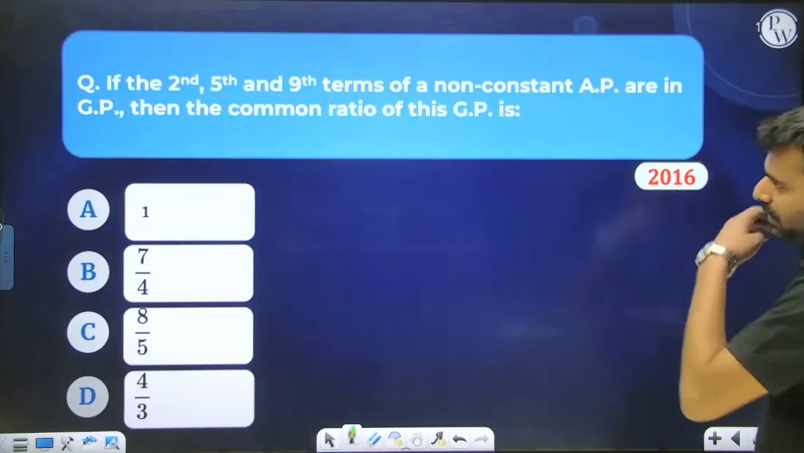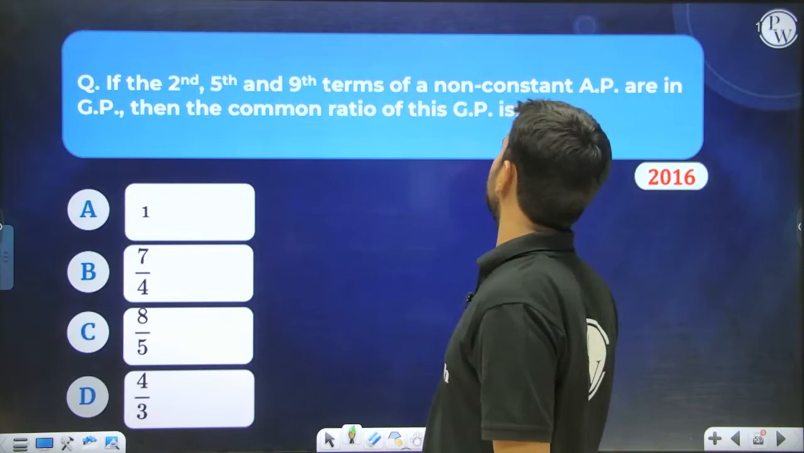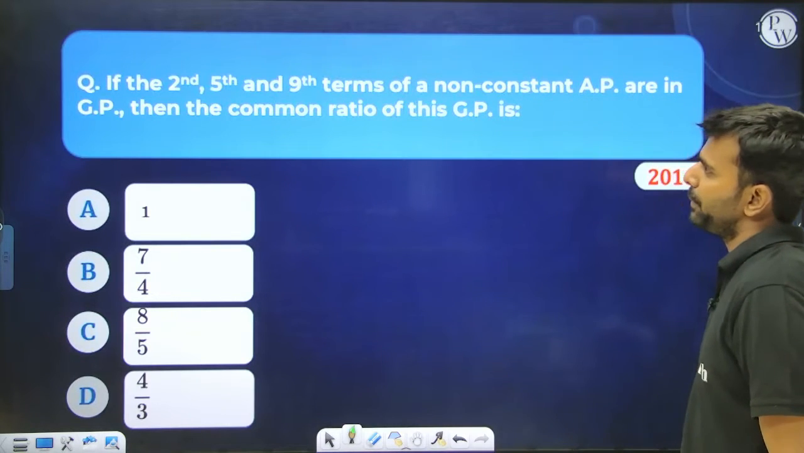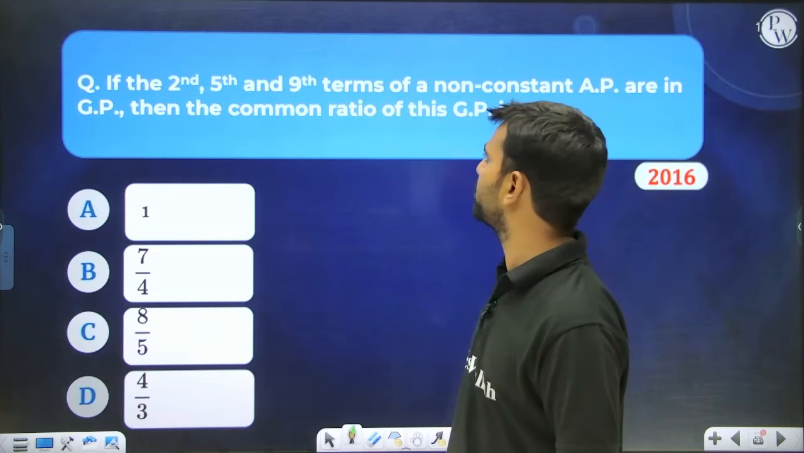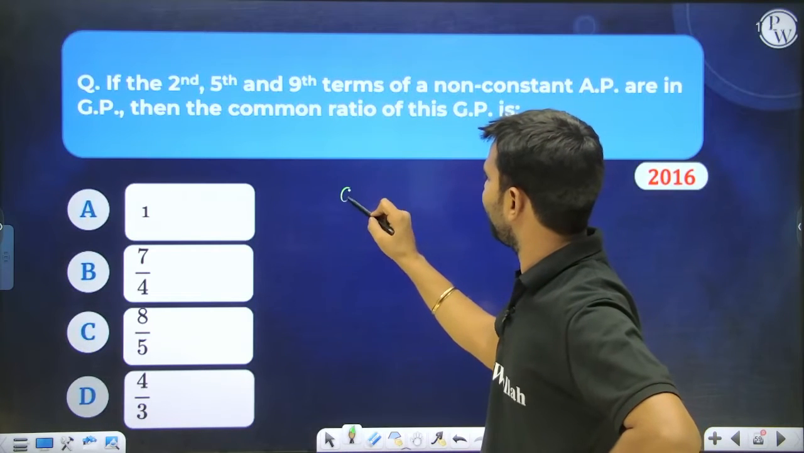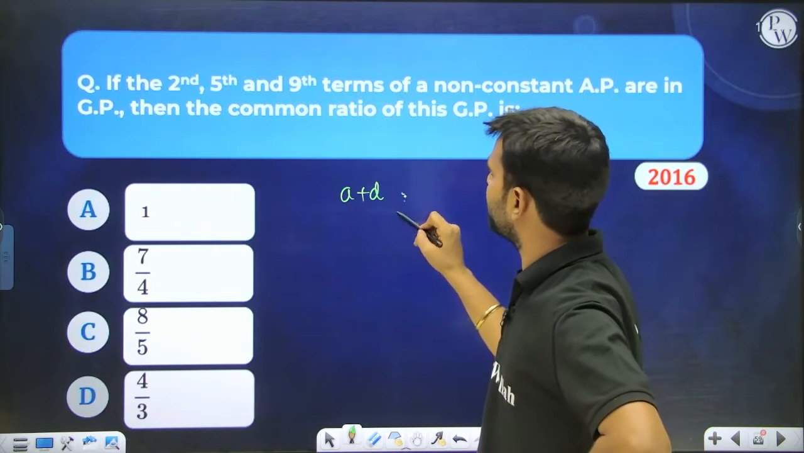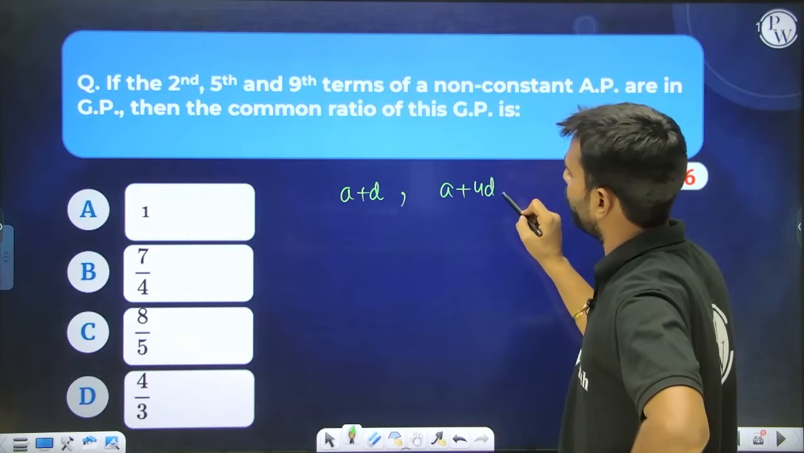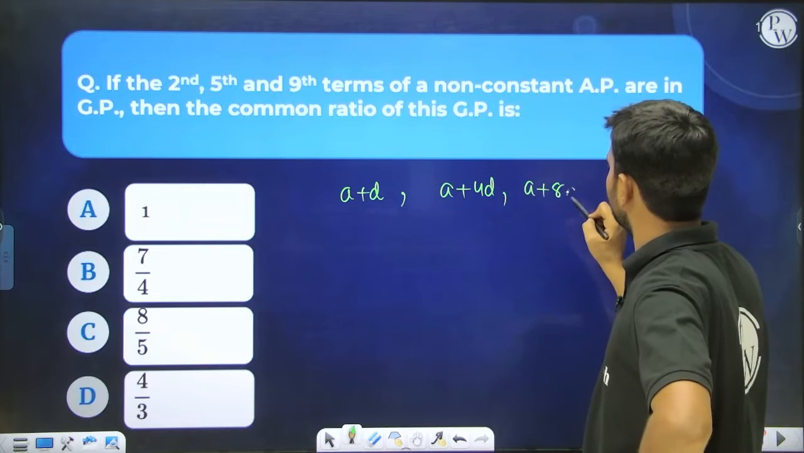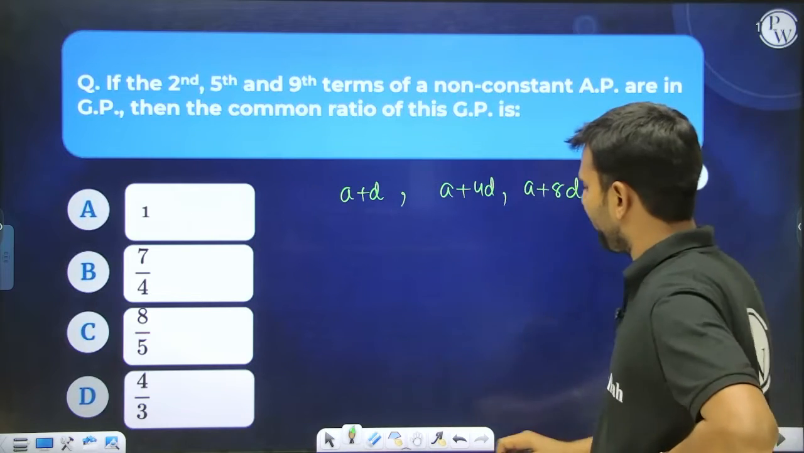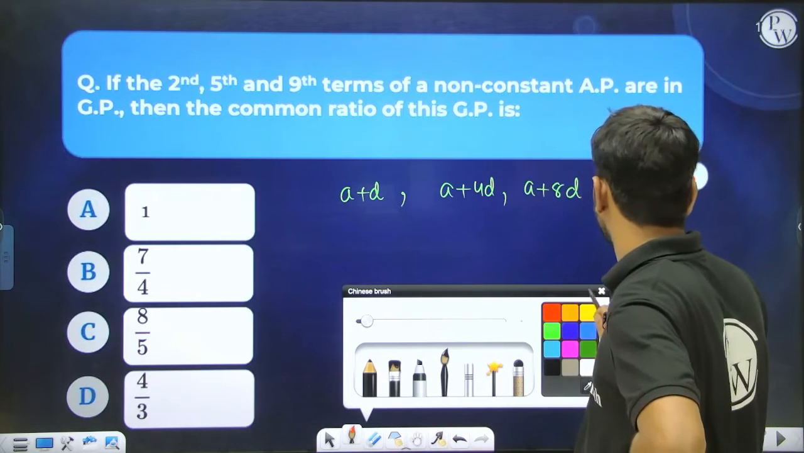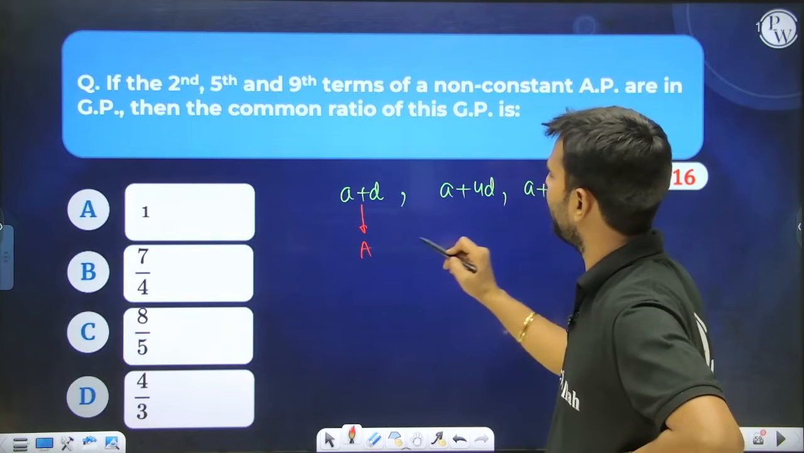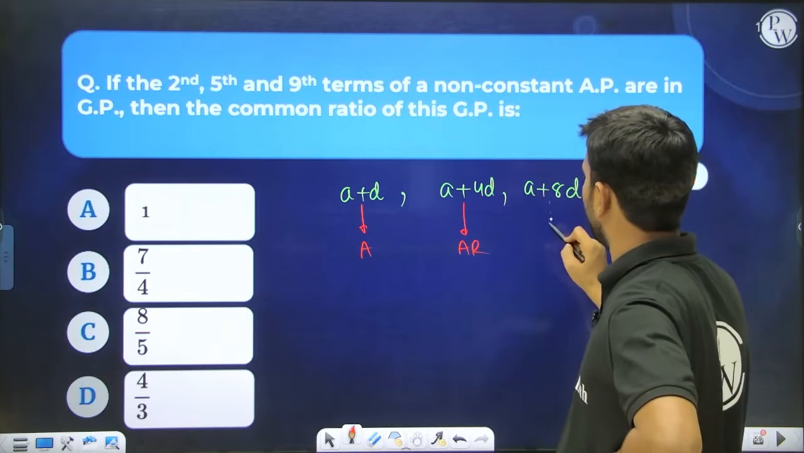Okay, beta. Alright. If the second, fifth and the ninth term of a non-constant AP are in GP, then the common ratio of this GP is going to be what? Okay, second term can be written as A plus D of the non-constant AP. Alright, fifth term will be written as A plus 4D and the ninth term will be written as A plus 8D, are in GP as well. And the common ratio is what the question is asking me. Let's say this is capital A, this is capital AR, this is capital AR square.